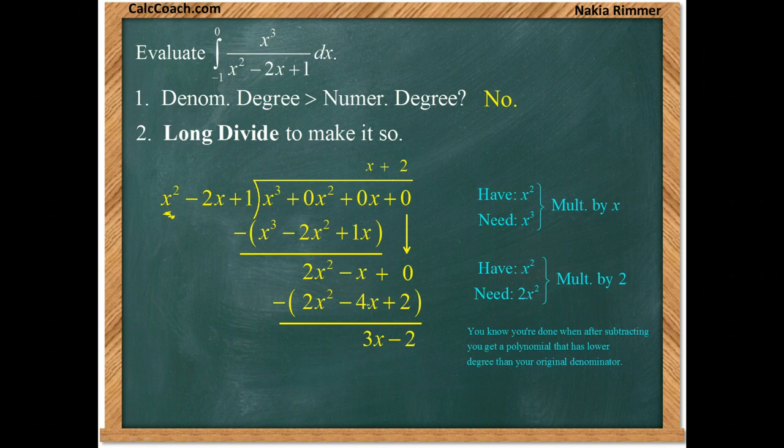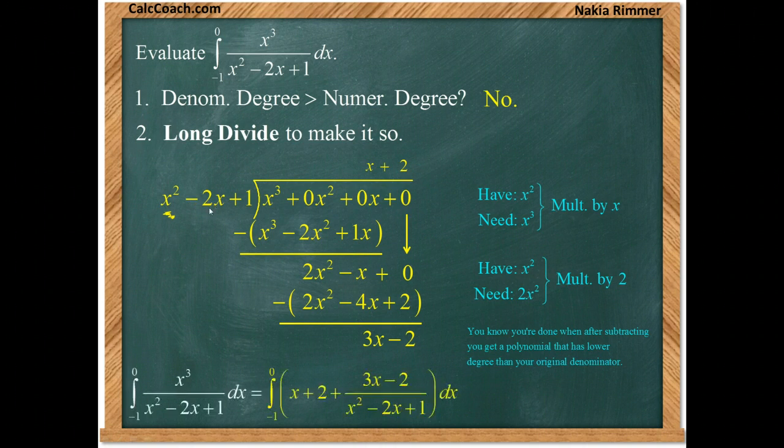And how do you write the answer? This here is basically the part that's not part of the fraction at all, and then the fraction comes in taking your remainder and putting it over what you were dividing by. So our original integrand becomes x plus 2 plus the fraction of 3x minus 2 over our original denominator of x squared minus 2x plus 1. All right, great.